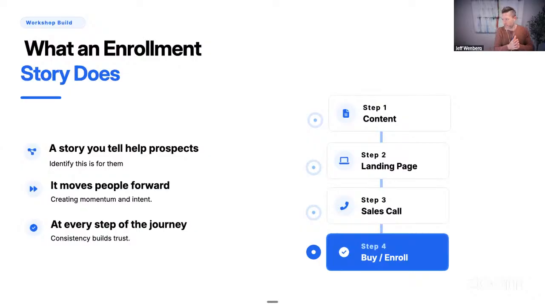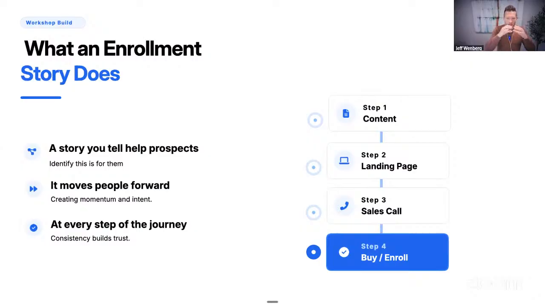So, as an example, in your content, you do have an enrollment story at the end of your content to try and get them to move over to your landing page. And on your landing page, maybe you have a VSL on that page, a video sales letter, where you're convincing people, or telling them why they should book a call with you and your sales team. I'm not saying this is the only way to do it, but this is a very typical way.